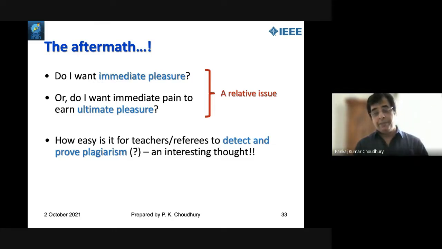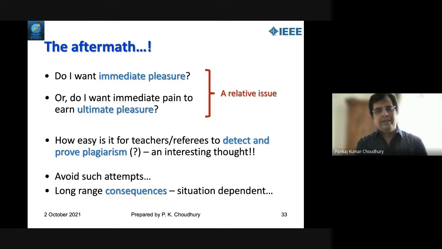So that is why one has to think about oneself, whether he or she is really honest. One has to look in the mirror to identify what he or she is. It is better to just avoid such attempts, because of the long range consequences, as I told you just now. Regarding your thesis or your papers, if tomorrow it is identified that the published materials are plagiarized, the manuscripts, the published papers, or the published thesis may even be cancelled. So it depends on the situation. It depends on your luck. If you are lucky enough, you are not caught, but if you are unlucky, you will be caught.